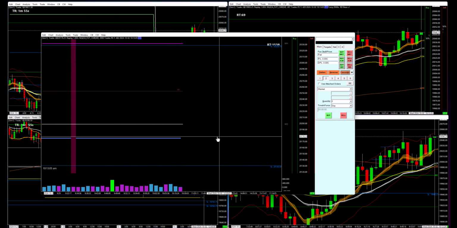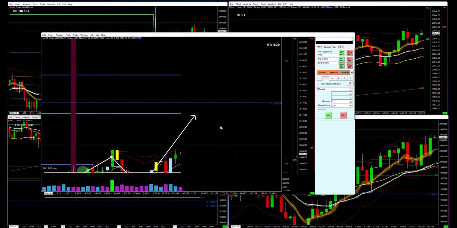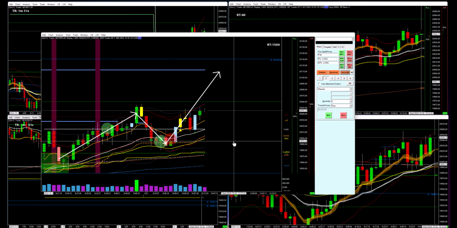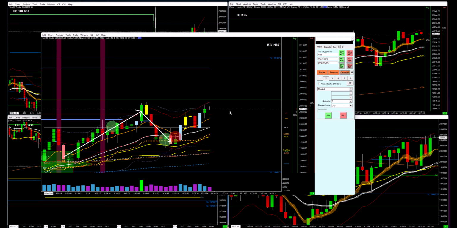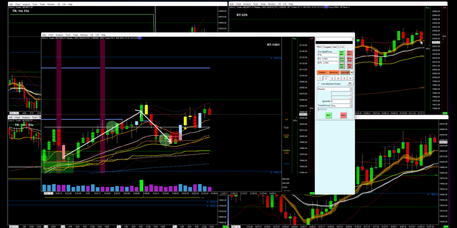Weekly open right above it. Let's see what else is up here. A bunch of other lines. Let's see. Are we expecting a little bit of a reaction? I think we might. Looks like we are getting one.